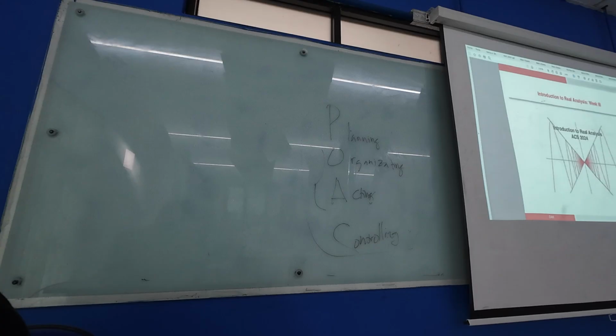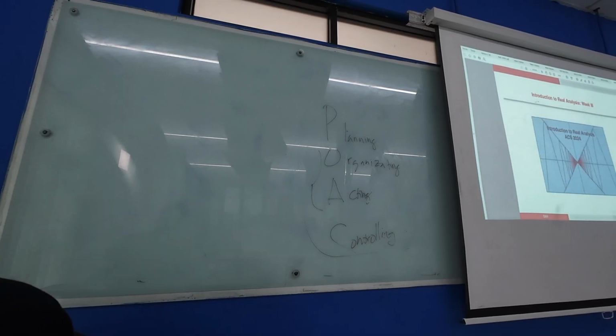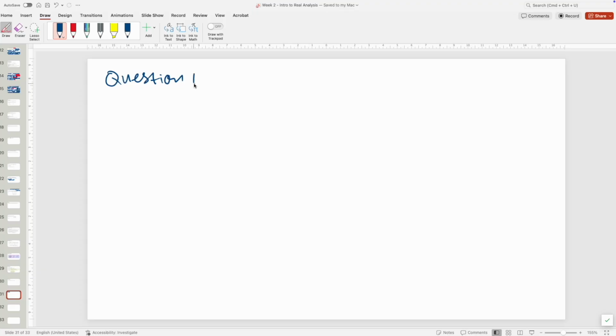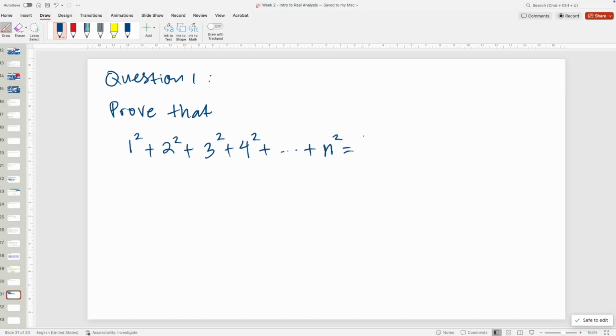So let's start with the assignment. Let's start with the answers for the assignment. Start with the first question. The first question is about the proving... The first one is about how to prove the square.